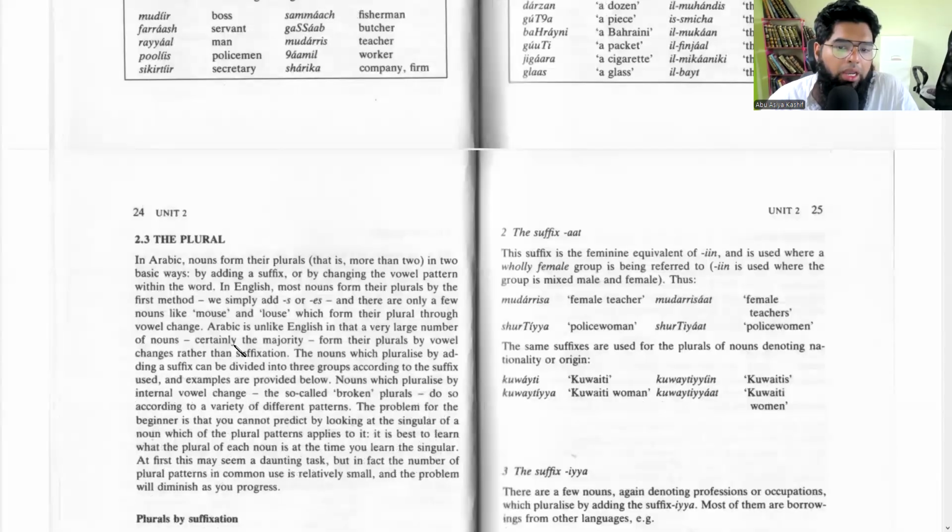The plural. In Arabic, nouns form their plurals in two basic ways: by adding a suffix or by changing the vowel pattern within the word. You add una, ina, or you change it. In English, most nouns form their plurals by the first method. We add s or es, buses or cats. There are only a few nouns like mouse and louse which form the plural through vowel change. Mouse becomes mice.